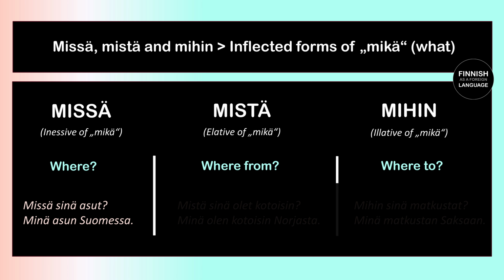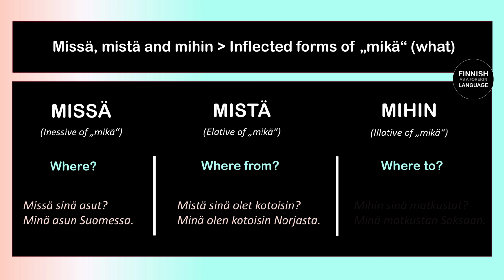Where do you live? I live in Finland. Now when someone is asking you, mistä sinä olet kotoisin, which means where are you from, then depending on where you are from, you can for example answer minä olen kotoisin Norjasta. Minä olen kotoisin Norjasta, which means I'm from Norway. Mistä sinä olet kotoisin? Minä olen kotoisin Norjasta.